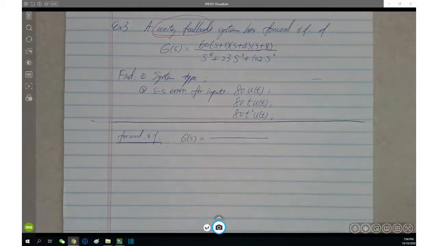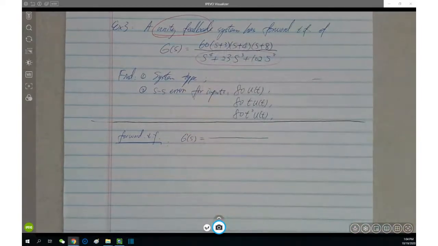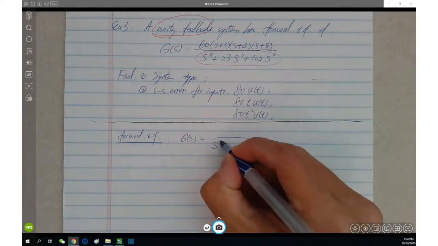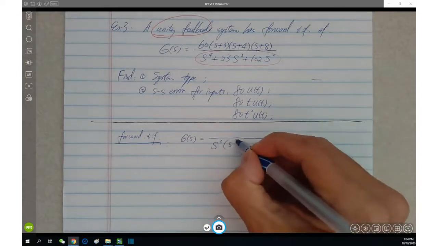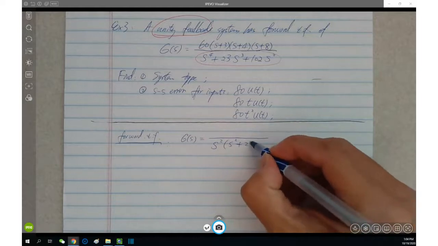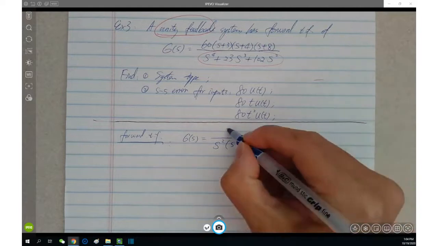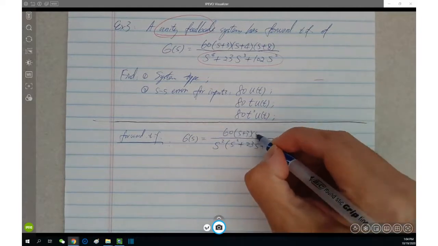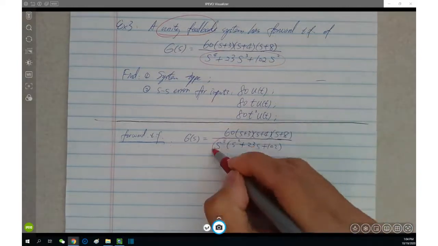to become something like this. This is the given denominator. From here, we cannot directly tell the system type. So what can we do? Basically, you pull out this s squared term and leave the rest of the polynomial inside of the parentheses. Does this make sense?